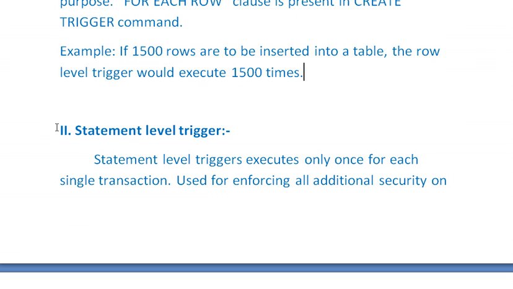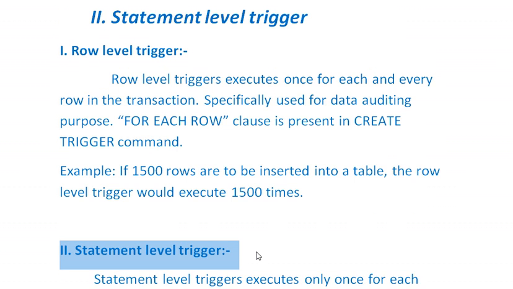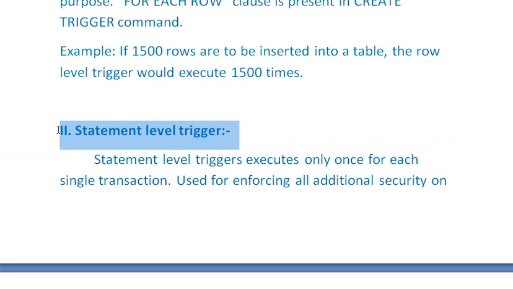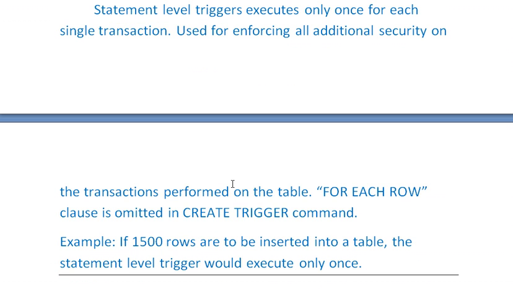Next is the statement level trigger. Here we will see the definition again. A statement level trigger executes only once for each single transaction. It will not be executed for each and every row. That's why the naming of the trigger is statement, and for row you can see it executes for each and every row, while a statement level trigger is executed once per statement. So you can easily identify the difference between the row level and statement level trigger.